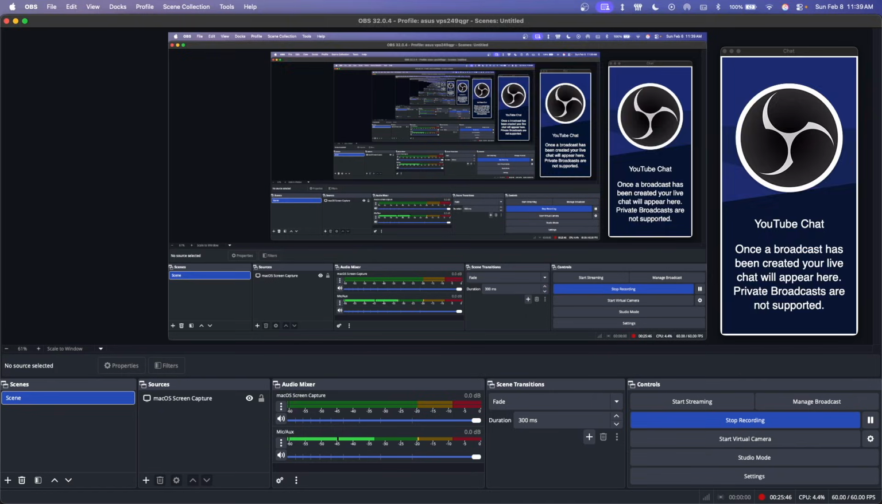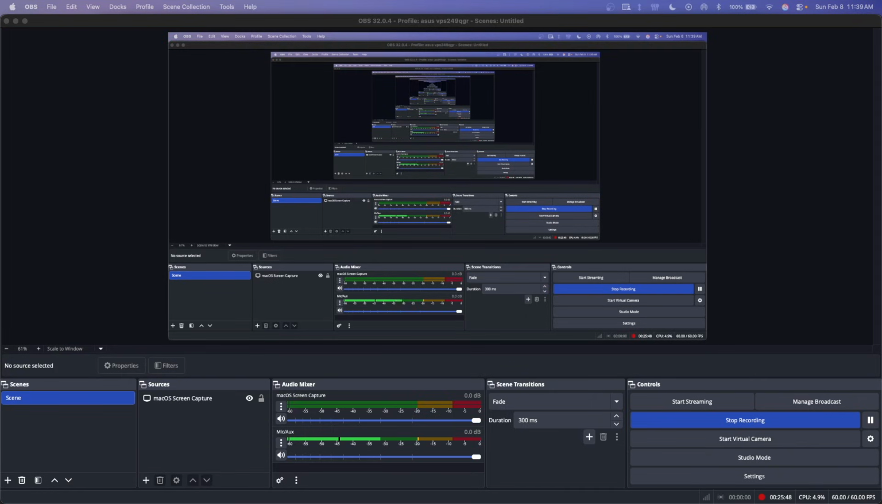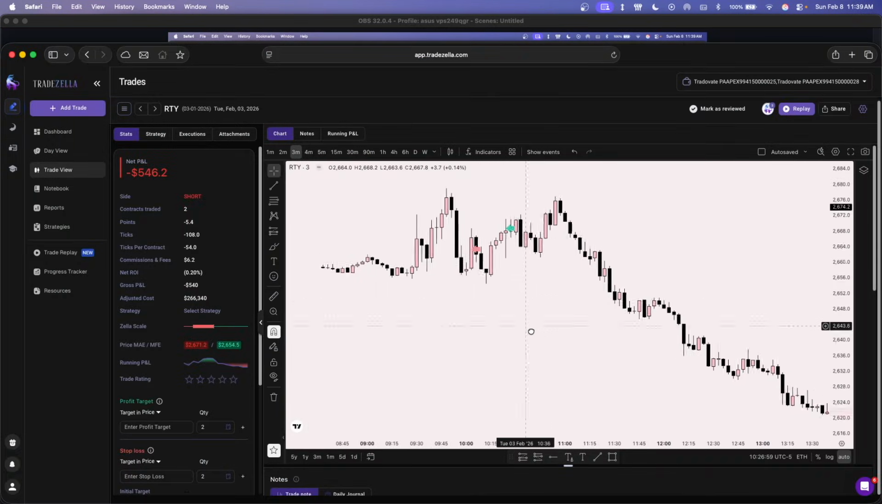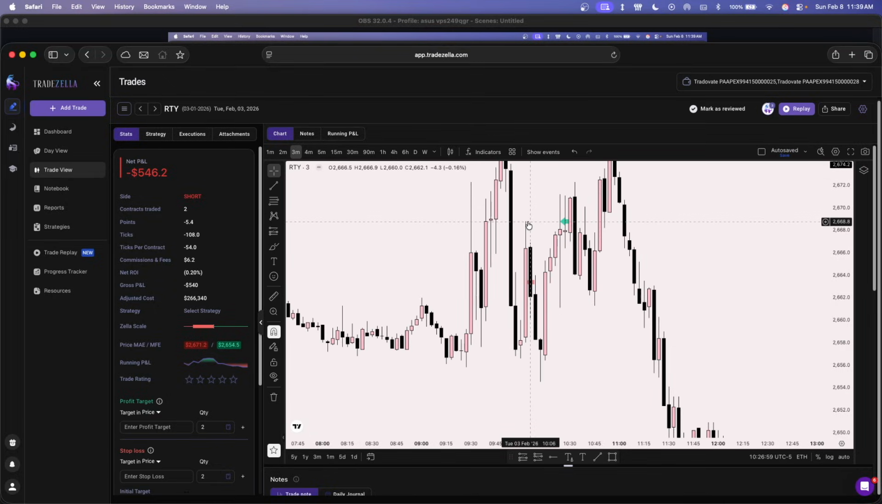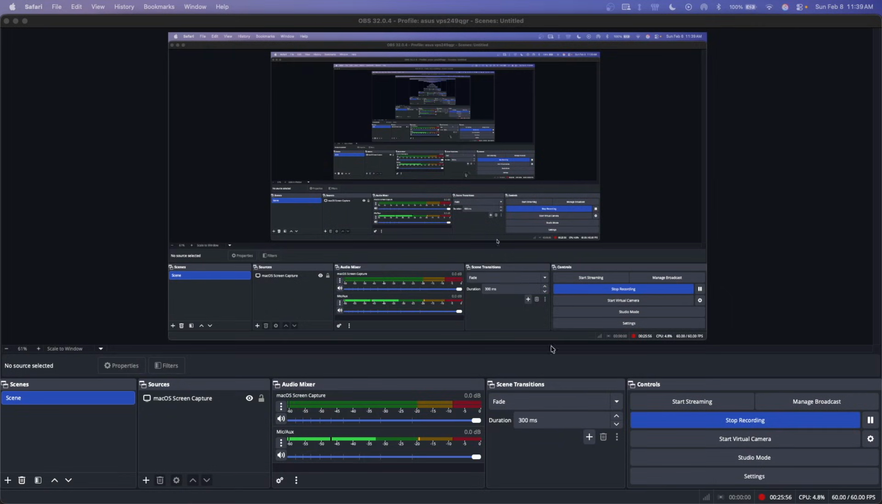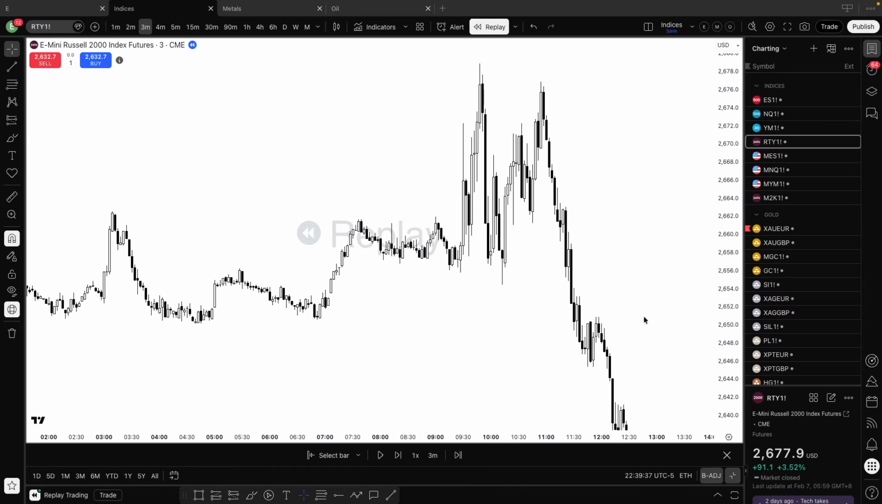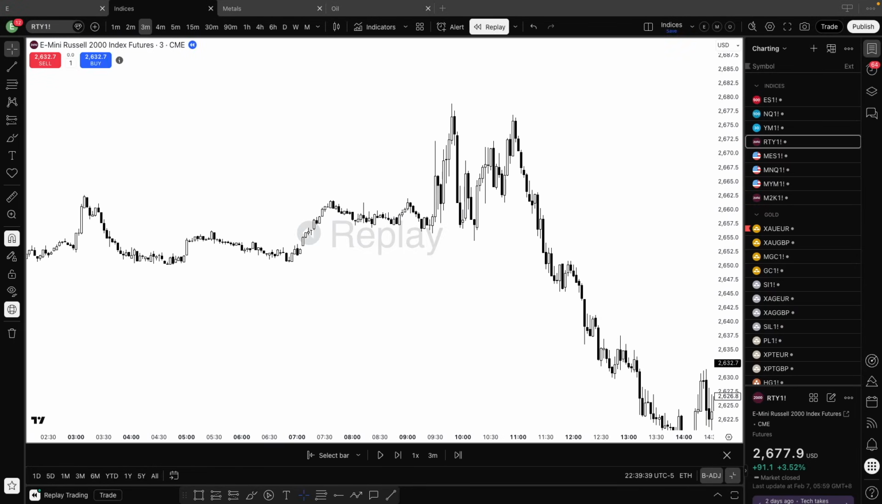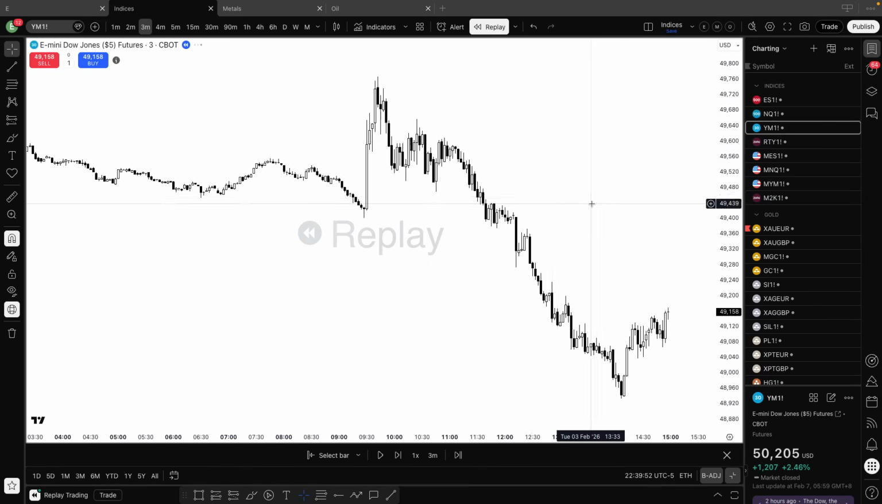Unfortunate. Pretty unfortunate. I cannot take the tab. Yep. Yeah, I trailed it to that high. So it was a half R loss on RTY. But yeah, anyways, now I took YM as a break even here, right? So I took YM here afterwards.